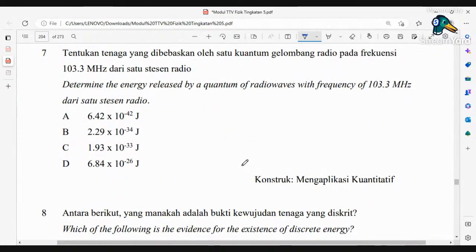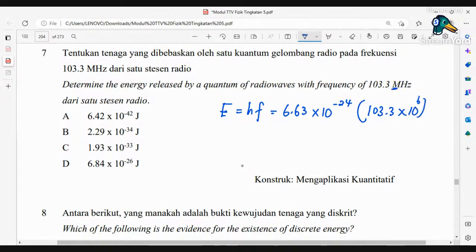Number 7, determine the energy released by a quantum of radio wave of frequency 103.3 megahertz from the station. E equals to hf. The Planck constant, 6.63 times 10 to the power of negative 34... sorry. 6.63 times 10 to the power negative 34 times 103.3 mega, 10 power 6. Okay, so we get the answer for this one.